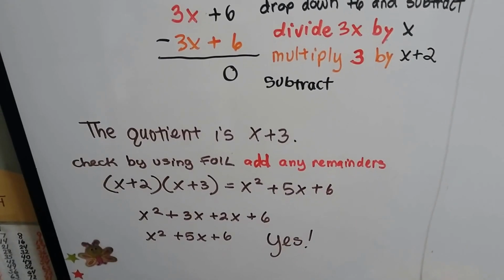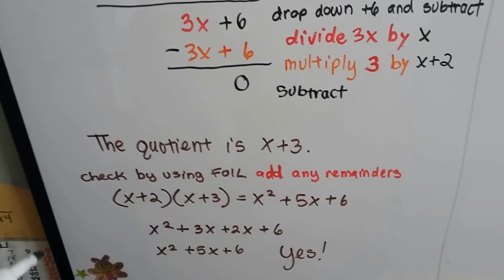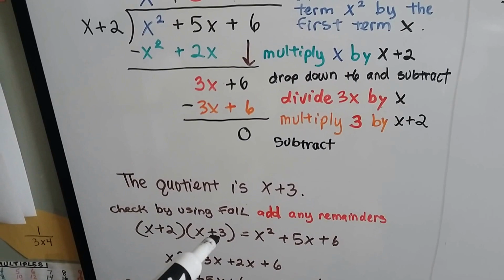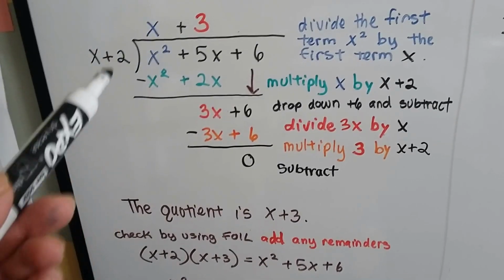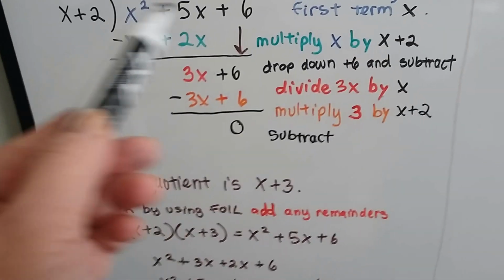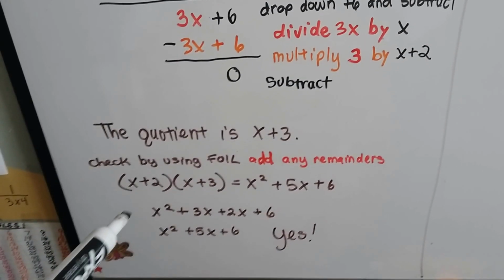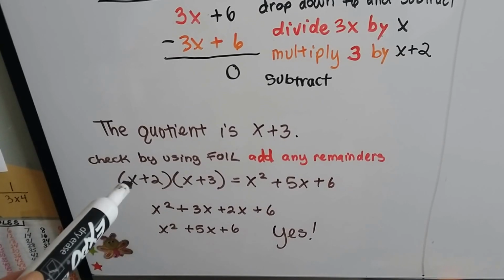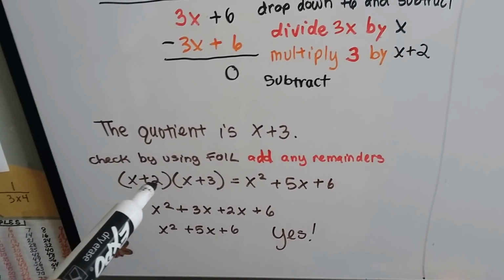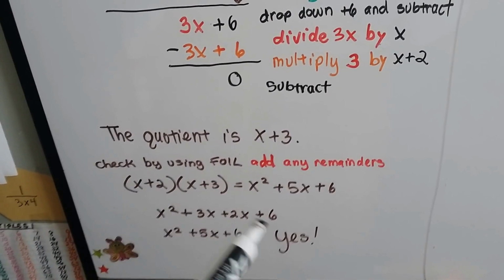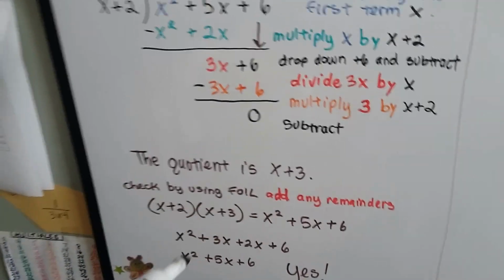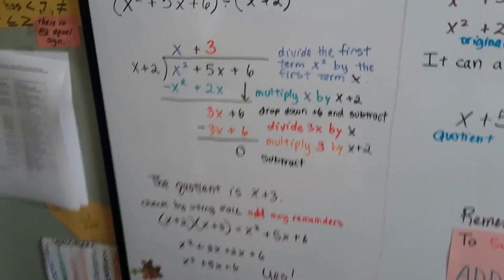We can check it by using FOIL. We have x plus 2 times x plus 3. We multiply the quotient by the divisor, and that should give us the dividend, just like in regular long division. And when we FOIL it, we get x squared plus 3x plus 2x plus 6. We combine the like terms and we get x squared plus 5x plus 6, which was our original dividend.